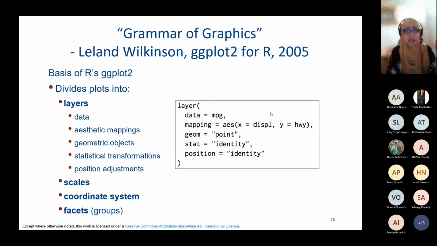There was a theory called the grammar of graphics, by Leland Wilkinson, for R in 2005. And this divides the plots into different layers using data, aesthetic mappings, geometric objects, statistical transformations, and position adjustments. So these are the different layers of your data. They also include scales, coordinate system, and facet groups in order to structure your data for appropriate plotting.